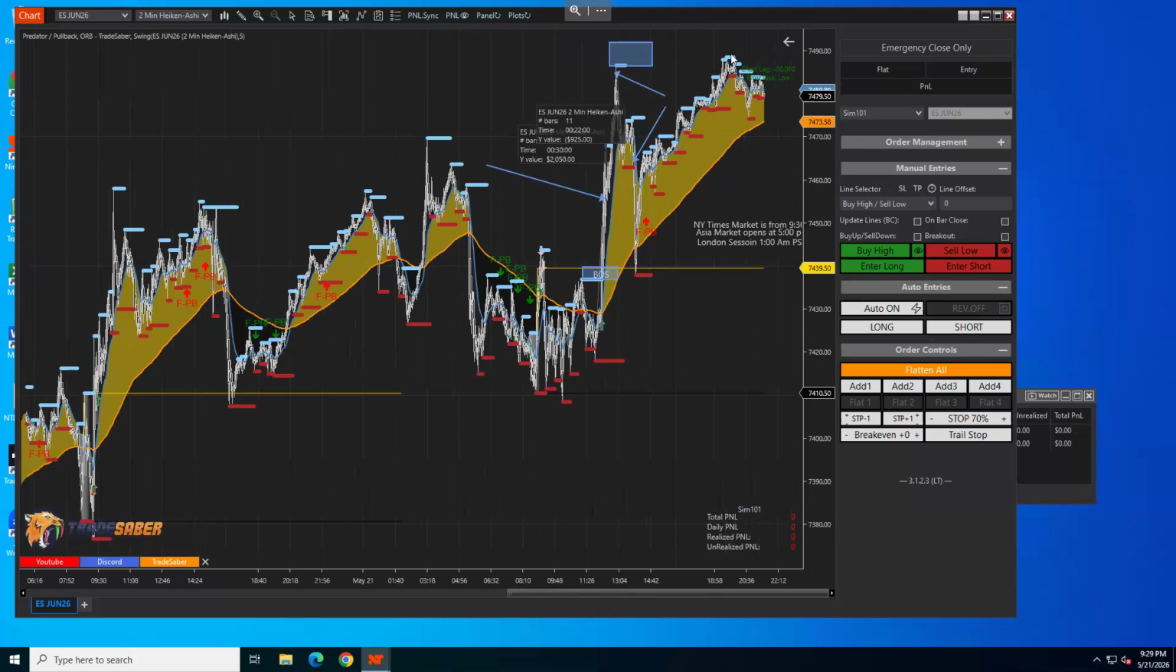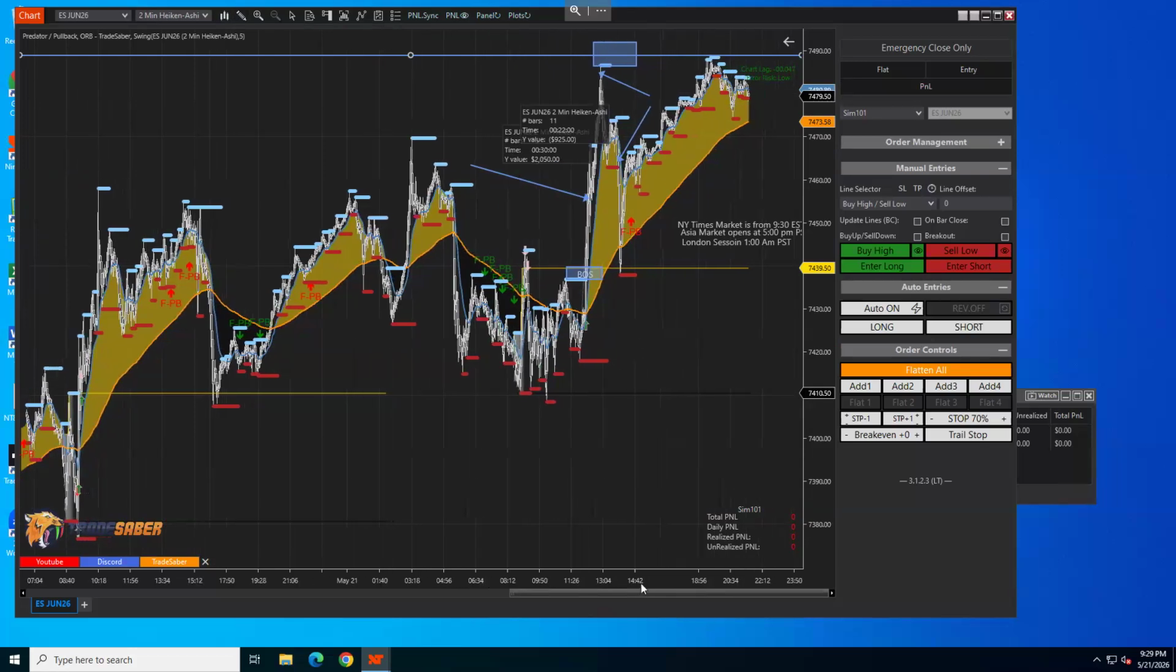This is the highest high right here. So go right here, and you can kind of see they went above that. So right now we're still in the uptrend, but let's see what happens.